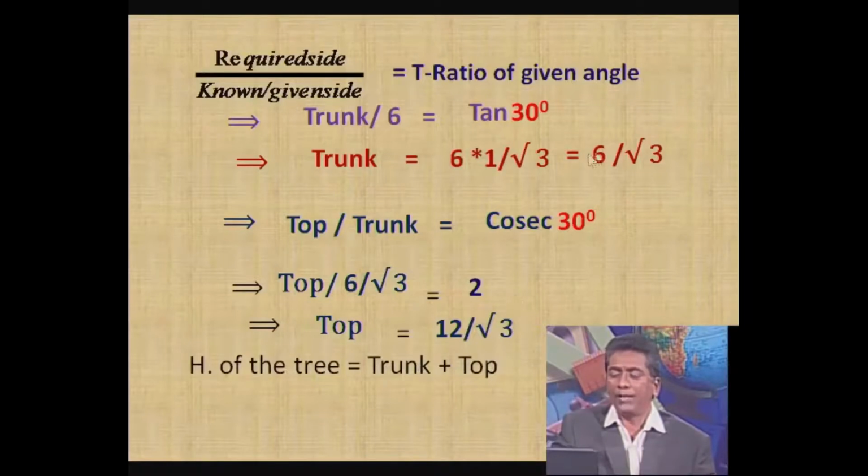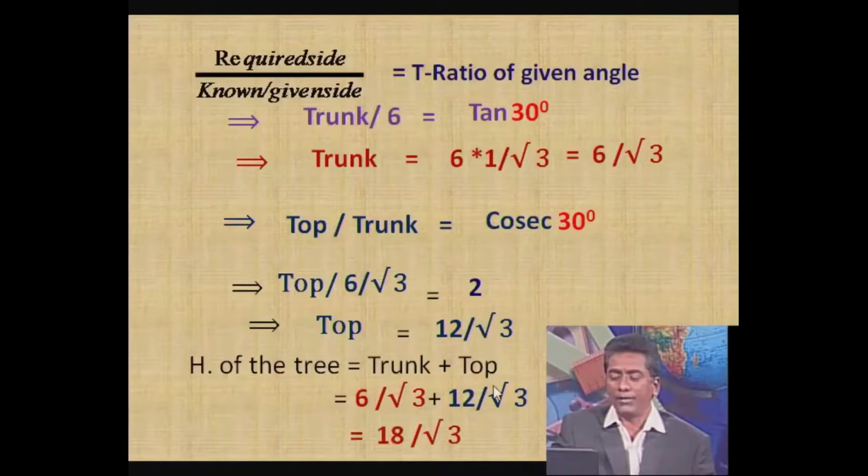What is the length of the trunk? We found just now, it is 6 by root 3, plus the length of the top, which is 12 by root 3. The sum of the two lengths is equal to the height of the tree. Hence, what is the height of the tree? It is 18 by root 3.